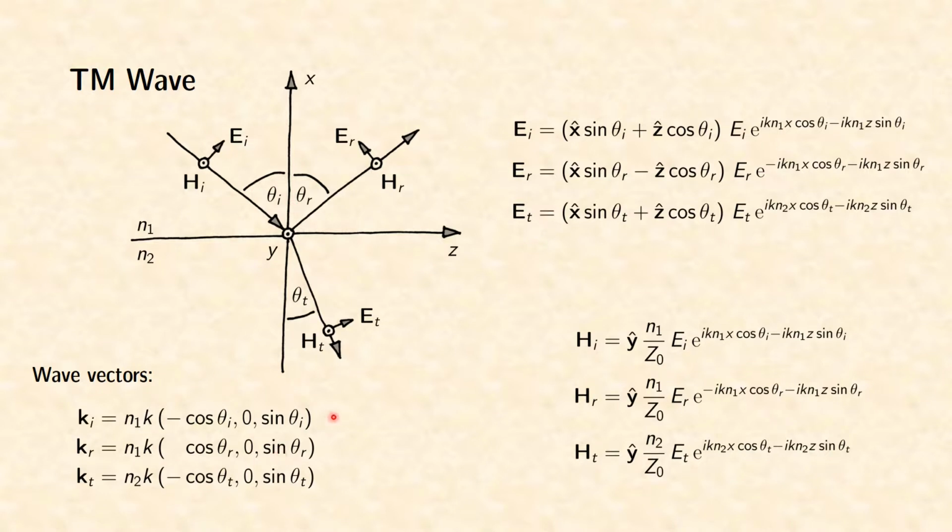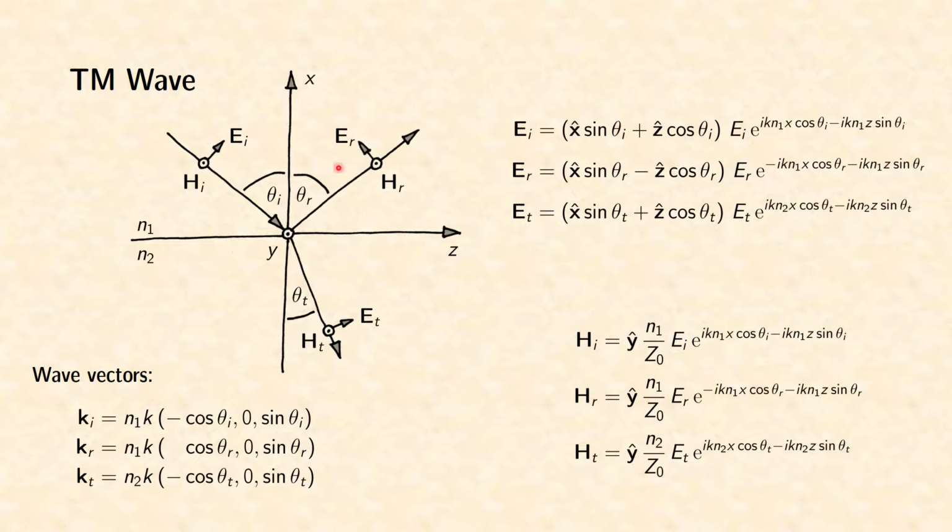The wave vectors are exactly the same as in case of the TE wave, but the fields look a little bit different. In this case, the magnetic field is polarized in y direction. The amplitude of the magnetic field is exactly the same as for the TE field, of course, and the phase is also the same. The only difference is the polarization, which is y in case of the magnetic fields, and in the xz plane in case of the electric fields.